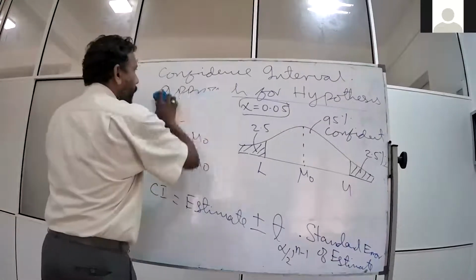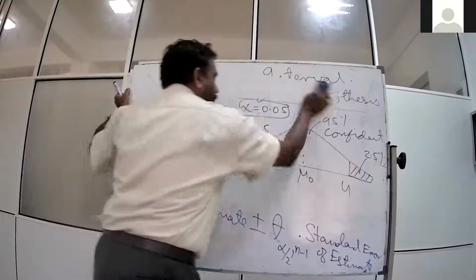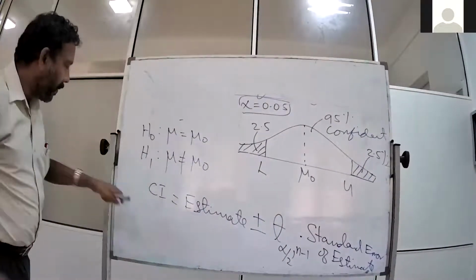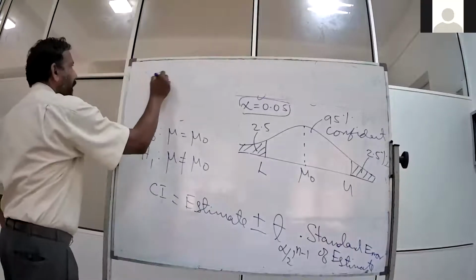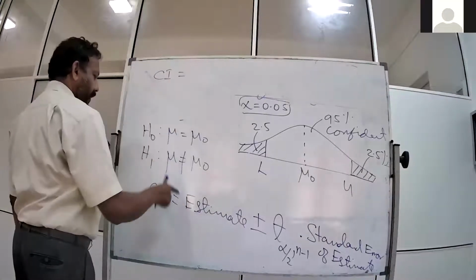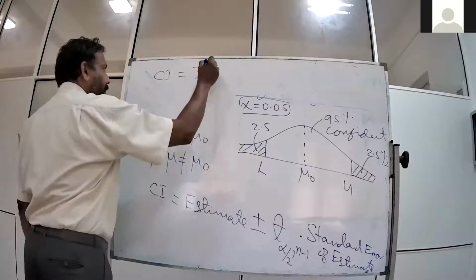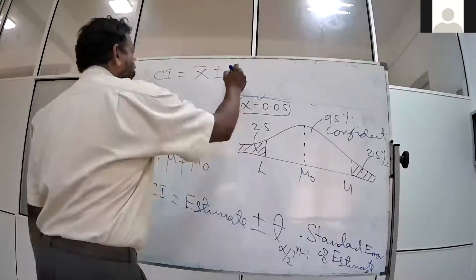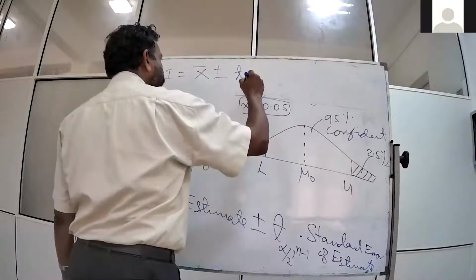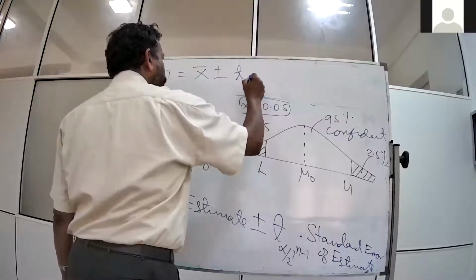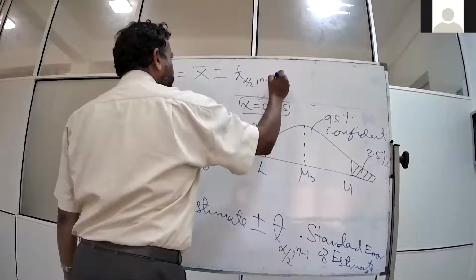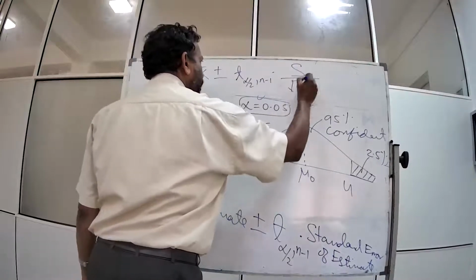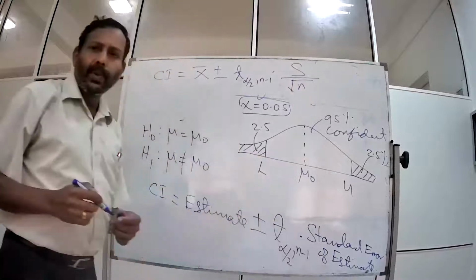Standard error of estimate. So that I'm writing in the up. So that is the confidence interval, which is equal to x bar plus or minus t alpha by 2, n minus 1, from the t table, into the standard error of estimate, that is s divided by square root of n.